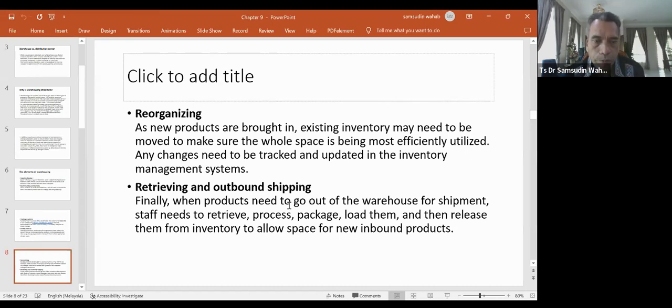Retrieving and outbound shipping. Finally, when product needs to go out of the warehouse for shipment, staff need to retrieve, process, package, load, and then release them from the inventory to allow space for new inbound. So there is a process, a daily operation in this warehouse, because you want to retrieve and outbound the shipping.